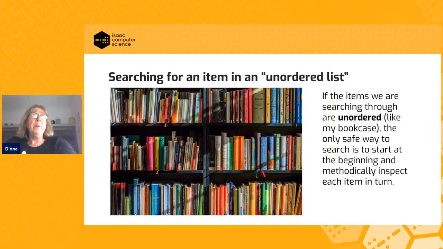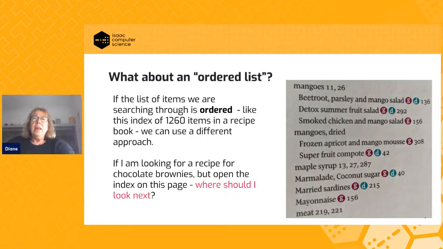And last time, if you joined the previous live stream, we looked at the task of finding an item in an unordered list. And we looked at the example of my bookcase, which is stored in completely random order, so no particular order at all. And we learned that the only safe way to search that was to start right at the beginning and to look at each book in turn until we found the one that we were looking for. And that algorithm was called a linear search, like a straight line, working our way through from one to another. So today we're going to look at how this will change when we look at an ordered list.